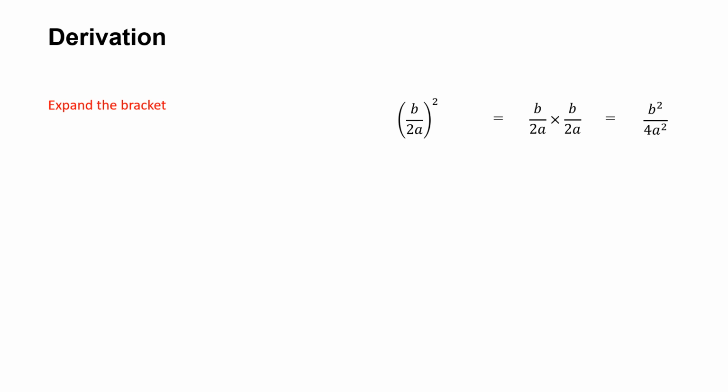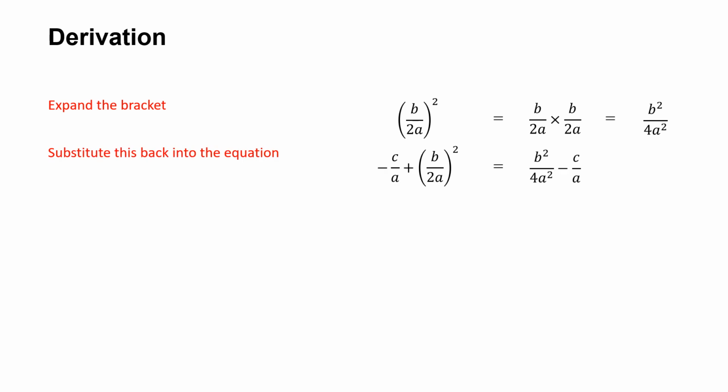So we've got this b over 2a squared term. Now what we're going to do is expand that out, and when we do that, we get b squared over 4 times a squared. And we're going to substitute this value back into what was the right-hand side. So we've got minus c over a plus b over 2a squared. So this becomes b squared over 4a squared minus c over a.